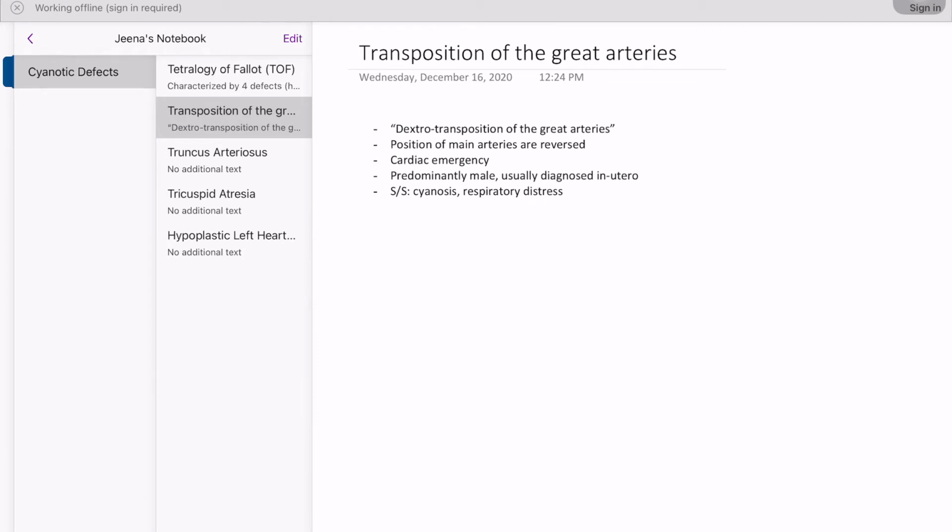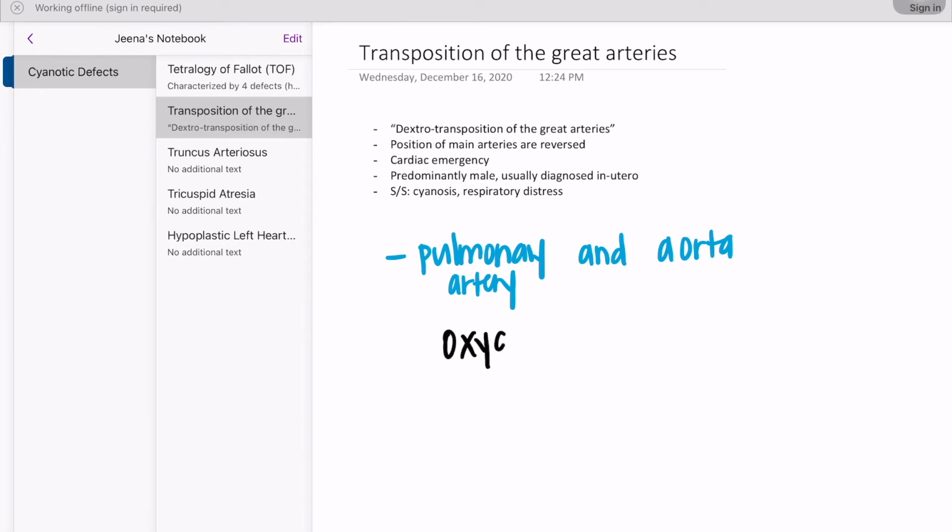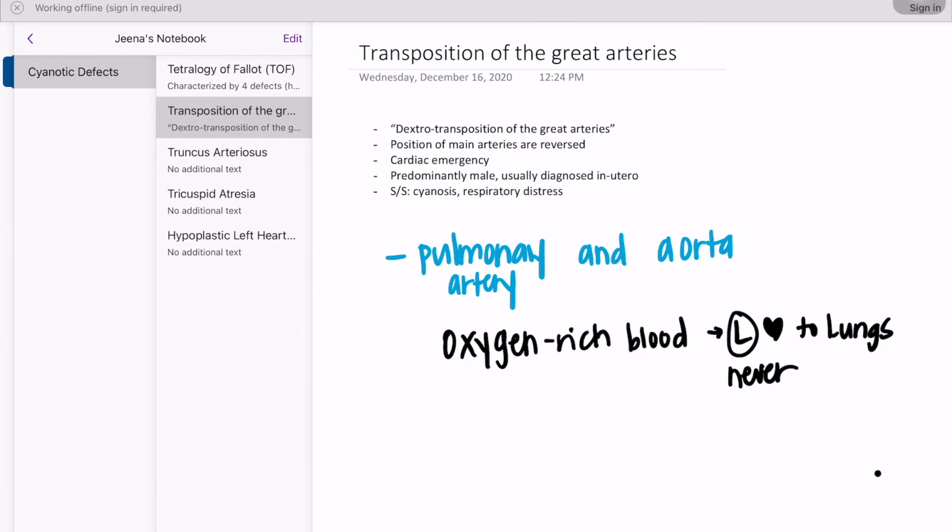So let's go over transposition of the great arteries. So the pulmonary artery and the aorta are switched. So what ends up happening is the oxygen-rich blood circulates through the left side of the heart to the lungs and back, and never ever circulates through the body.